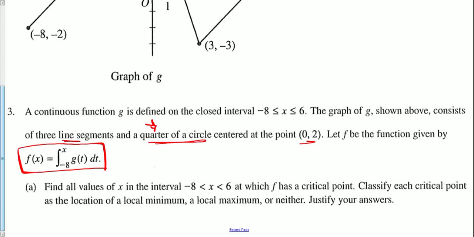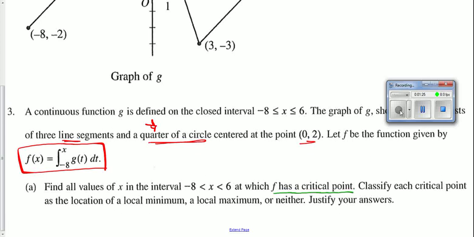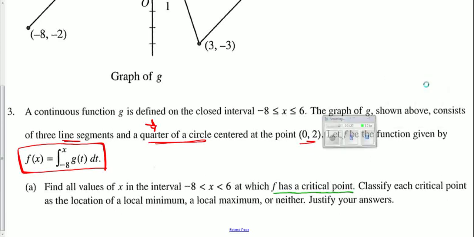So we're looking to find values where we have a critical point. We want to know if it's a local max, a local min, or neither. And we want to make sure we justify our answers. So what's a critical point?